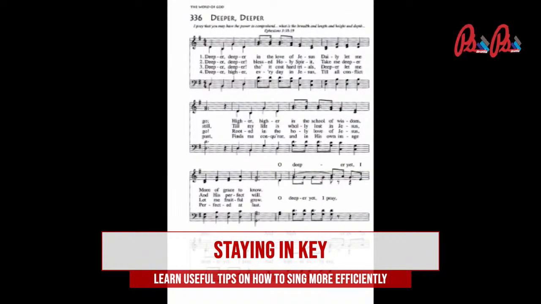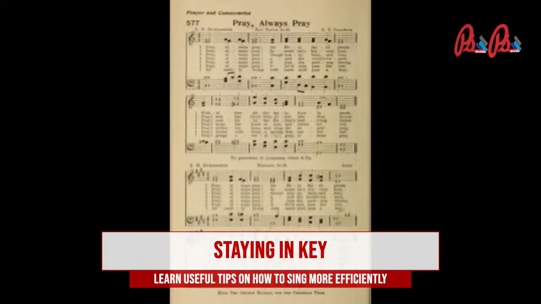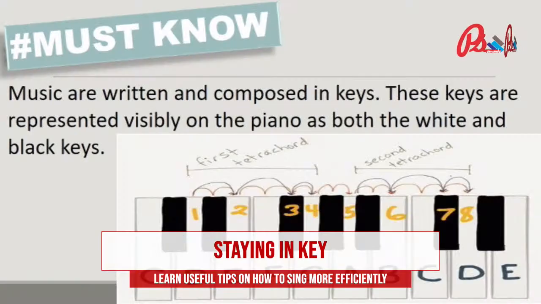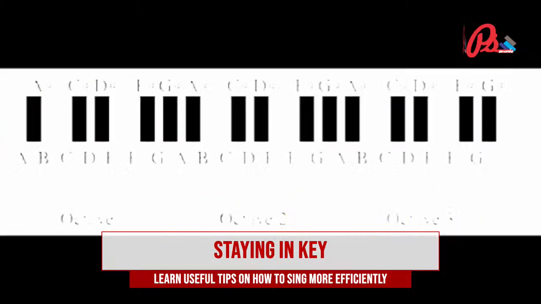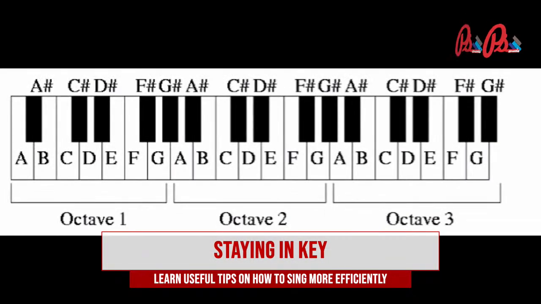That's why, when you have a score sheet, this is more evident in classical music. Classical music is arranged music. You see the key signature in front of them. Music is written and composed in keys, and it's imperative that when we perform this music, when we sing these songs, we should try as much as possible to sing them to the keys.